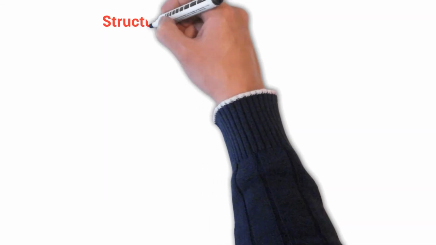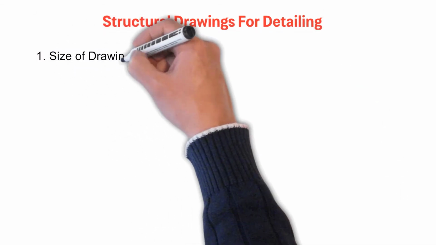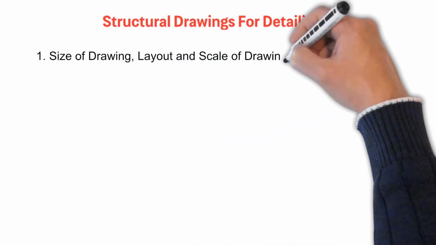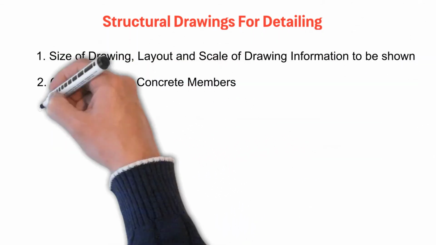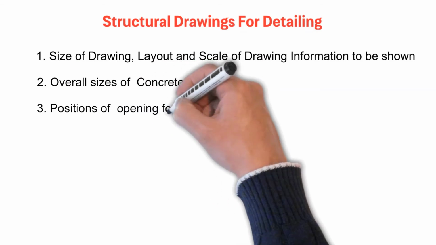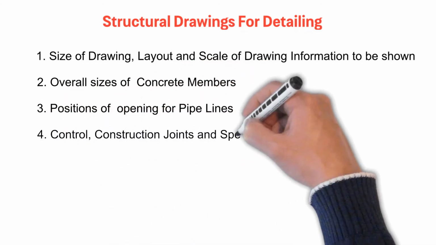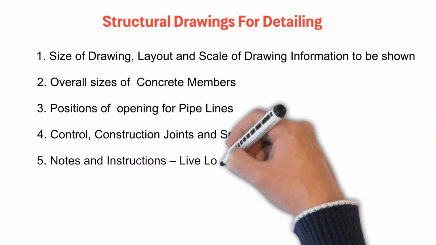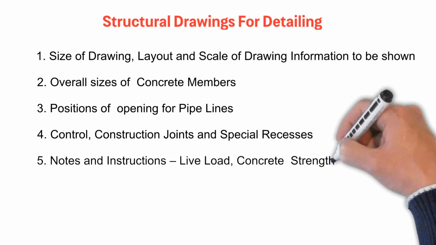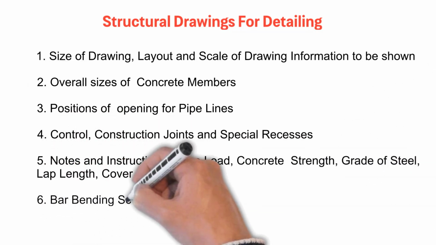While doing the structural drawings for detailing, these following parameters should be indicated in the drawings. The size of the drawing, layout and scale of the drawing, information to be shown, overall size of the concrete members, position of the openings for pipes and any ducts, control and construction joints and special recesses if any required, special notes and instructions regarding live load, concrete strength, grade of steel, lap length, cover, etc. and separate bar bending schedules.